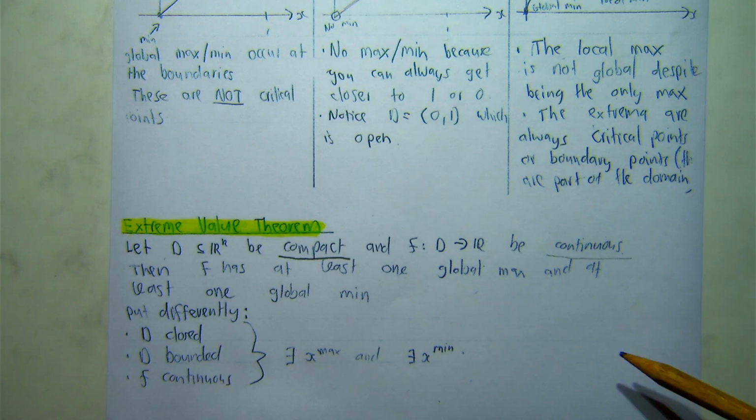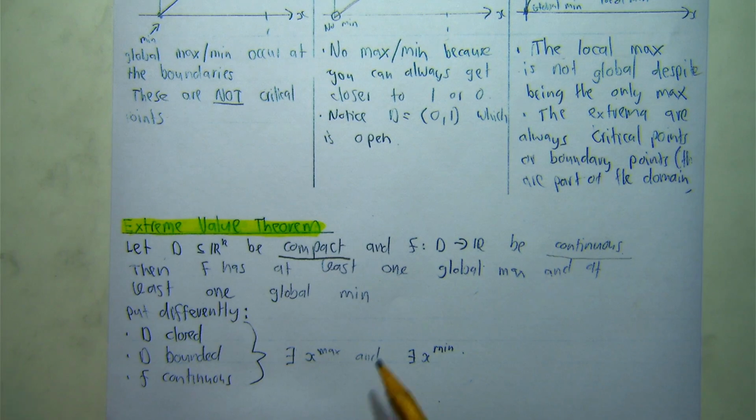And this theorem is really helpful because if we can apply the theorem and we find no critical points, we then know that the max and min must lie on the boundary because according to the theorem they exist, and if they're not a critical point, they must be on the boundary instead. Okay, so that's it.